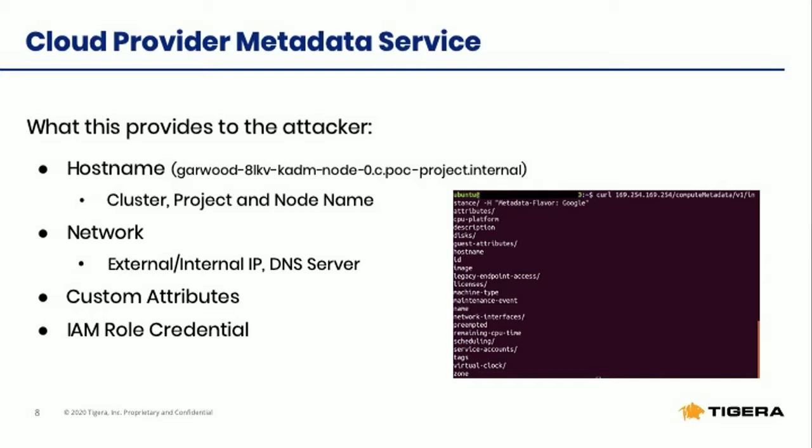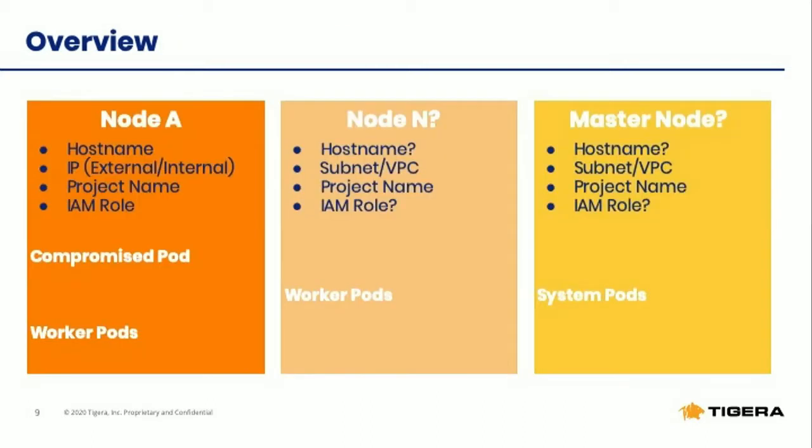But in this case, if the attacker was able to reach the metadata service, they're able to then also look at all your S3 buckets because it also has the credentials. So now that the attacker has this information, they can update their nodes. Now they know that in the compromised pod's node, they know the hostname that we talked about. They now have a rough sense of what the other nodes are. It knows it is in the same subnet and same VPC, and will have the same project name. That's going to be the same for the master node also.